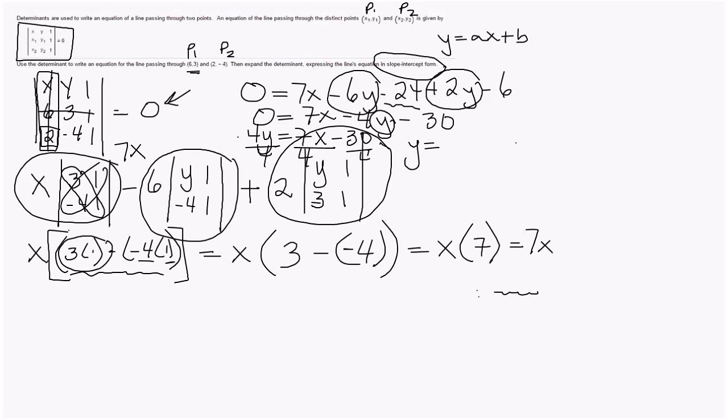Y is equal to 7 fourths x minus 30 over 4. And then I would have to reduce this fraction a little bit. 2 goes into both, so I'm going to do that right now just so that I get it into my slope-intercept form.